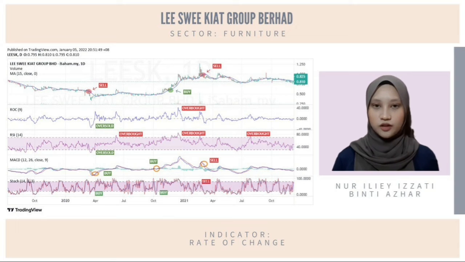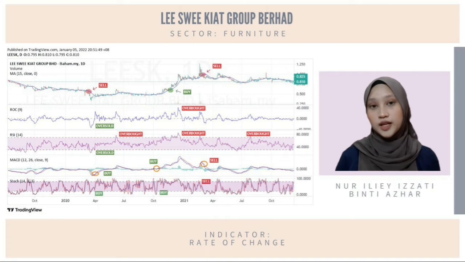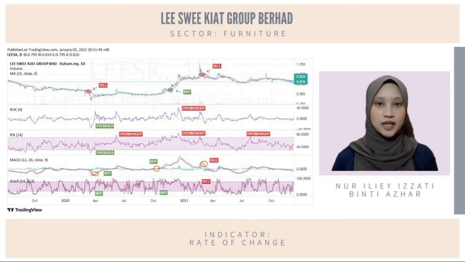Second indicator is rate of change. As shown in the graph, on 18 March 2020, it represents an oversold condition, which refers to a buy signal. It happens when the rate of change decreases and approaches zero until the value is less than zero. Then on 14 December 2020, it showed an overbought condition, which refers to a sell signal. It is better for traders to sell since the price is falling.